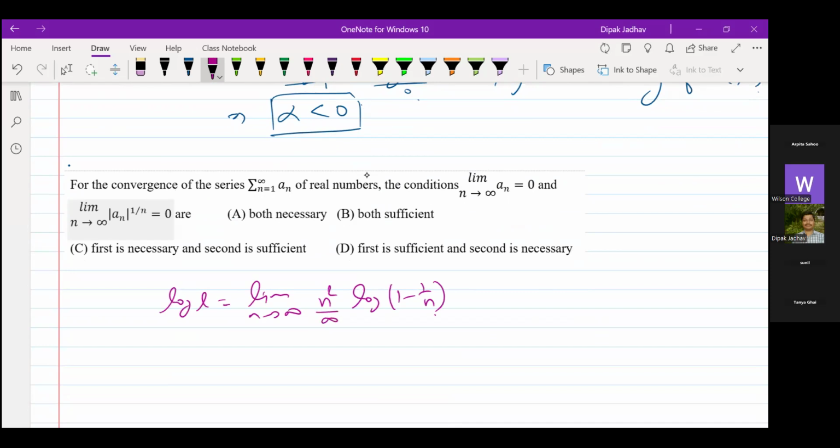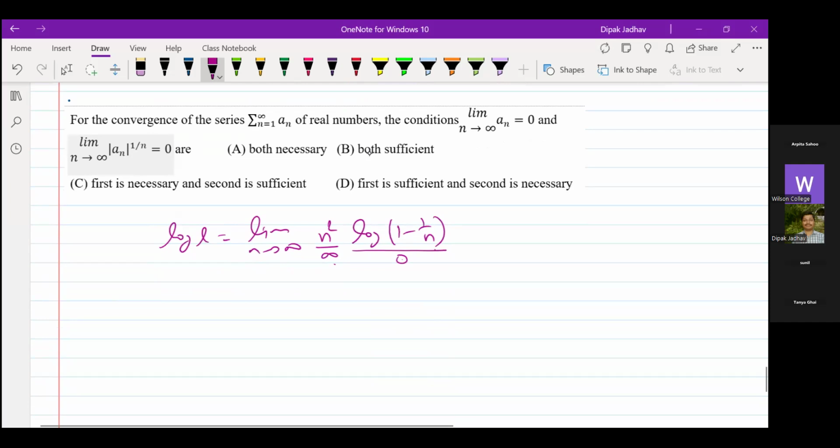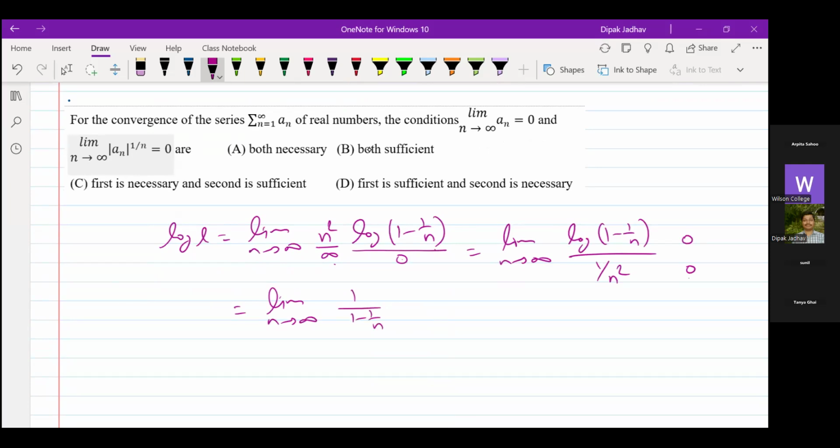This goes to infinity. And what about this part? As n becomes large and larger, this goes to 0. So it is something like infinity into 0. So either you convert to 0 by 0 form or infinity by infinity form. Suppose you convert to 0 by 0 form. So what are you going to get? The limit as n tends to infinity of log of (1 minus 1 by n) upon 1 by n square. And this is 0 by 0 form. Let's apply L'Hopital. What are you going to get? 1 upon (1 minus 1 by n) into 0 minus of minus 1 by n.